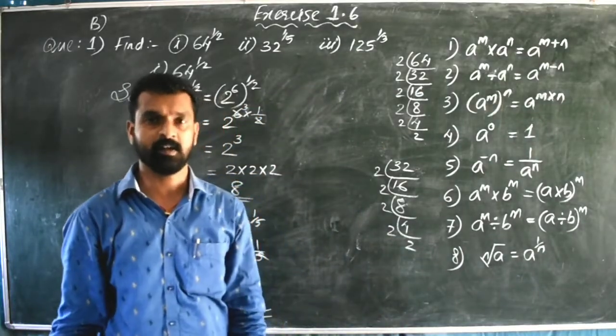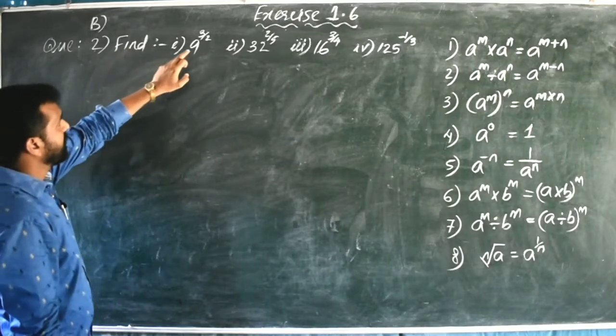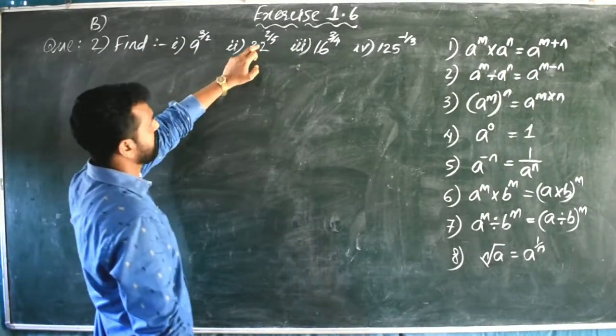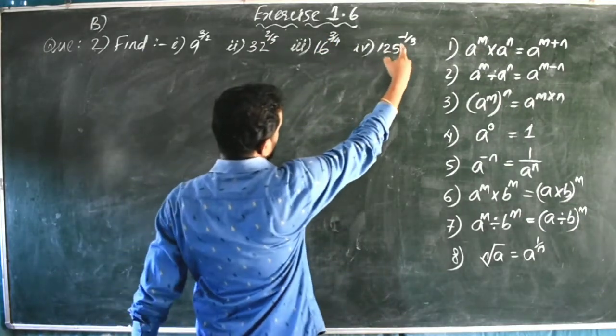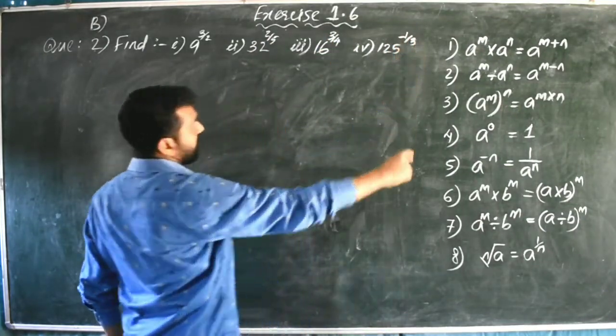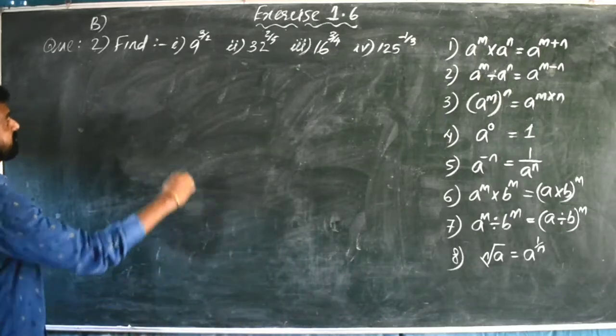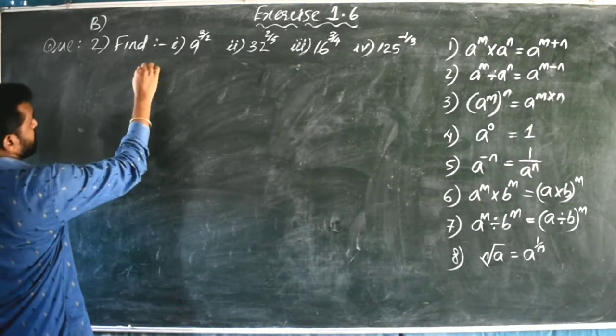Now let's see question number 2. Find 9 raised to 3 by 2, 32 raised to 2 by 5, 16 raised to 3 by 4, 125 raised to minus 1 by 2. Let's see question number 1.